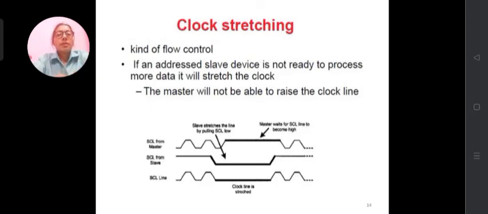Clock stretching. Clock stretching is a kind of flow control. If an addressed slave device is not ready to process more data, it will stretch the clock. The master will not be able to raise the clock line.